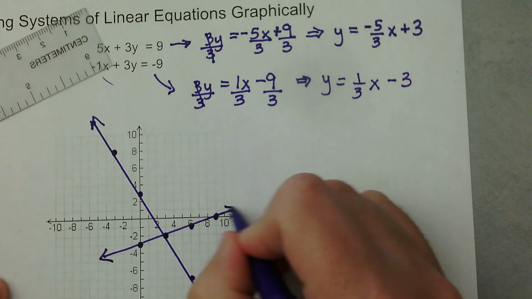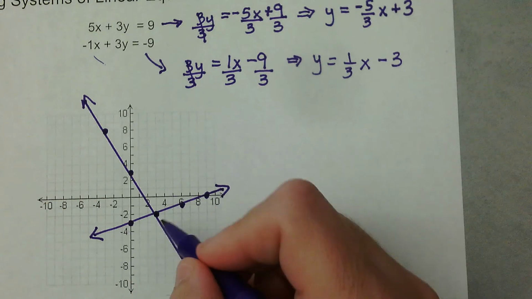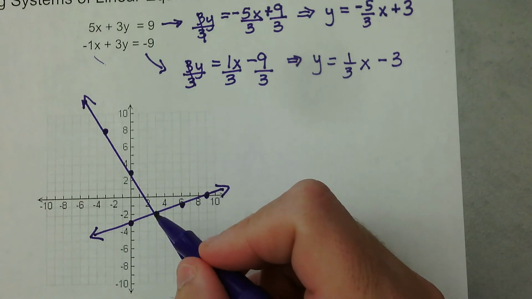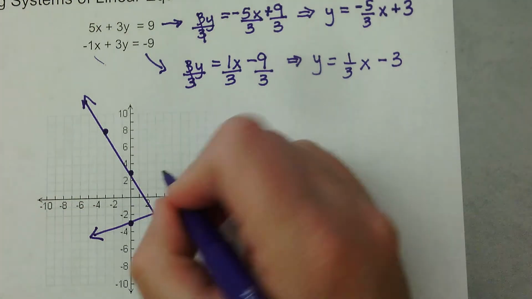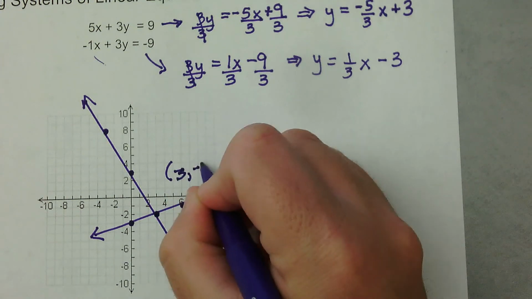Lastly, we need to write our solution. Our solution is actually where our lines connect or where they intersect. And the way we write that is in coordinate form, x comma y. So this would be x is 3, y is negative 2. So our coordinate solution is 3, negative 2.